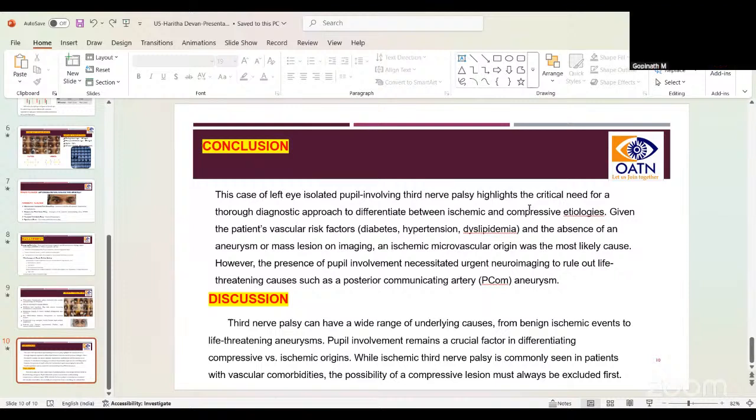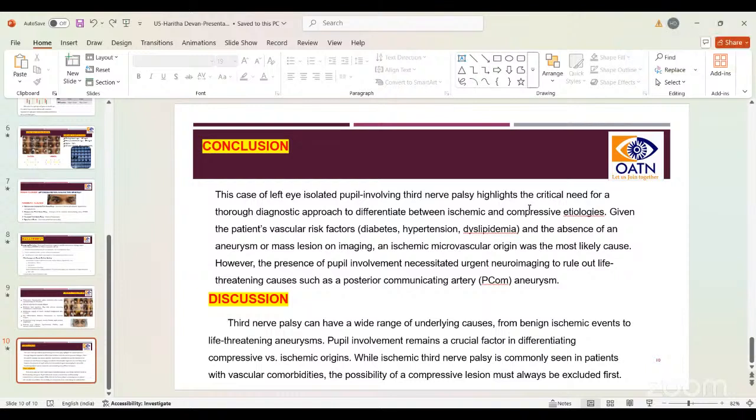Nice presentation, Harita. This is a classical case of third nerve palsy following maybe uncontrolled diabetes. The HbA1c level, this patient had 7.2, right? Yes, sir. What is the ideal HbA1c level expected in patients at the age of 50 or 60? How much is considered to be normal HbA1c? Below 6.5, sir. Okay, below 6.5 is normal.